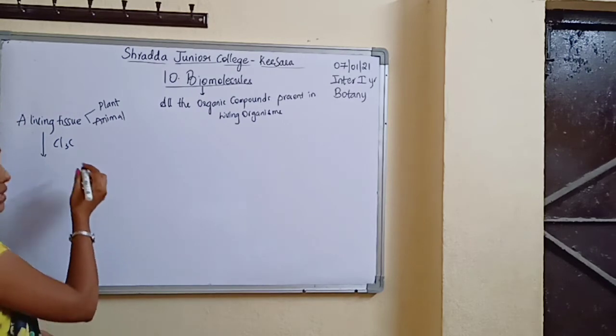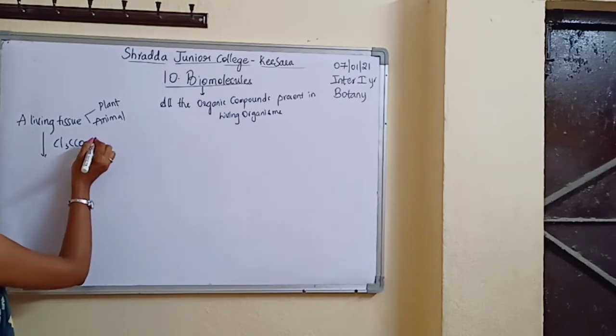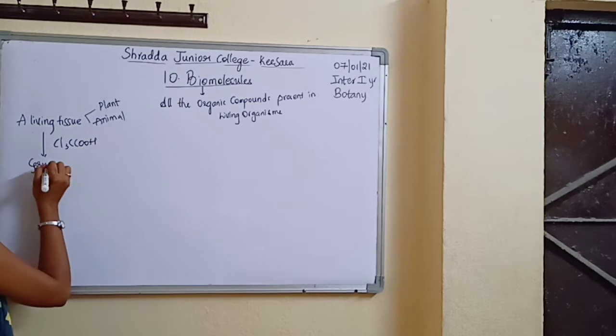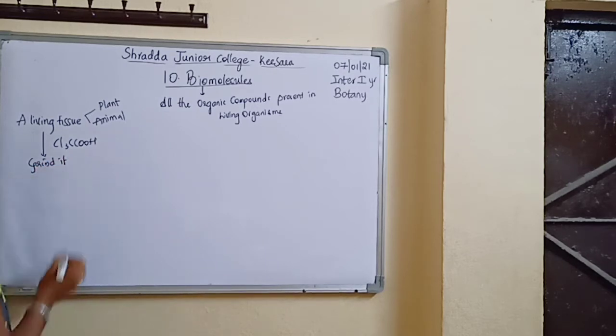Trichloroacetic acid. What is the acetic acid formula? Then they use it to grind it. Then they will grind it.